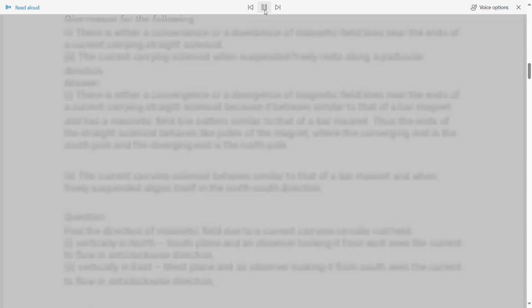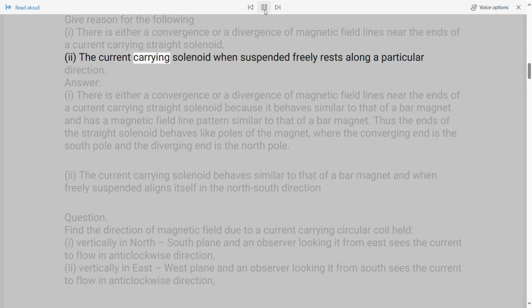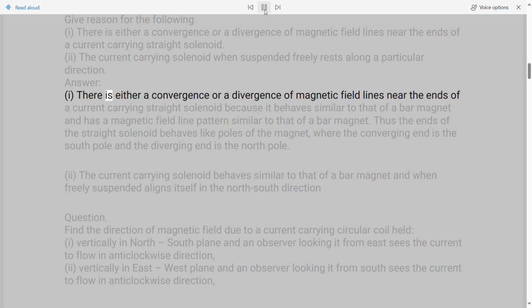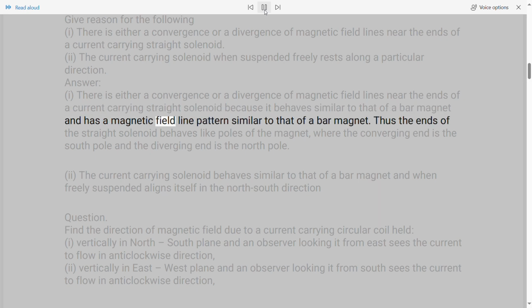Question. Give reason for the following. 1. There is either a convergence or a divergence of magnetic field lines near the ends of a current-carrying straight solenoid. 2. The current-carrying solenoid when suspended freely rests along a particular direction. Answer. 1. There is either a convergence or a divergence of magnetic field lines near the ends of a current-carrying straight solenoid because it behaves similar to that of a bar magnet and has a magnetic field line pattern similar to that of a bar magnet.